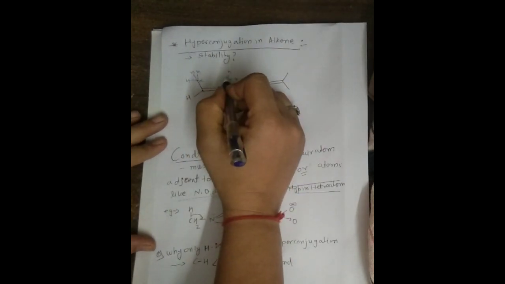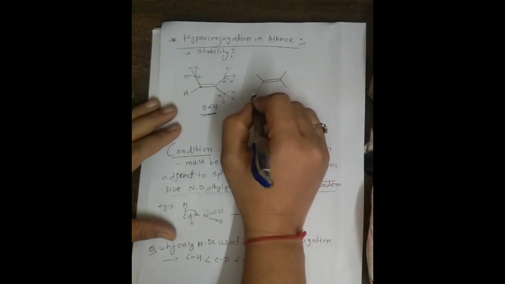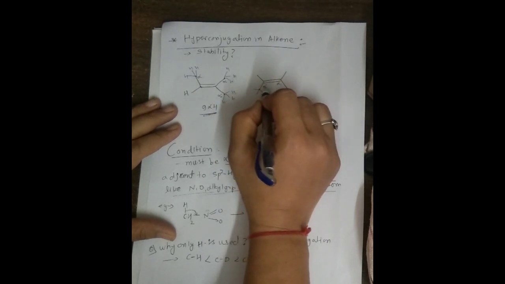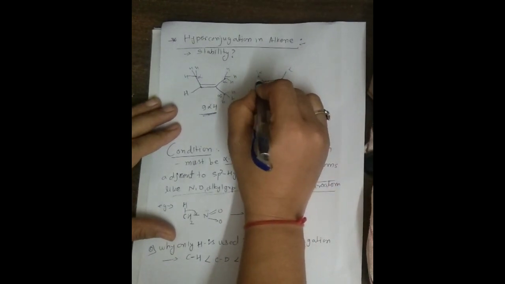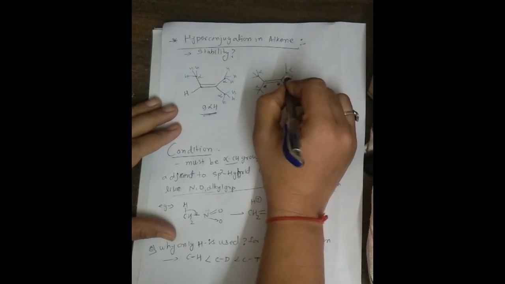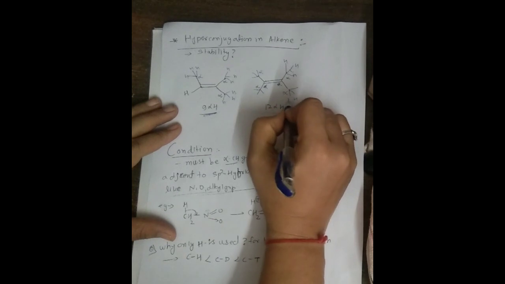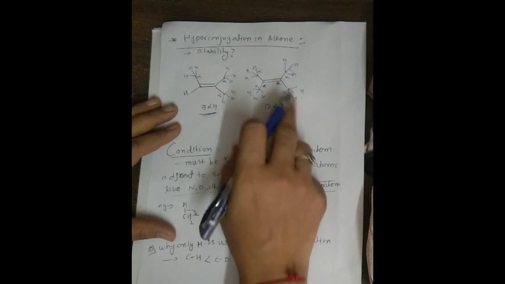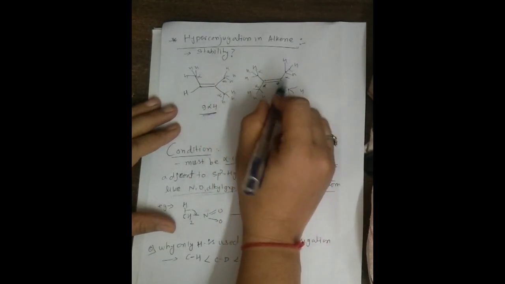In this compound, there is an alpha carbon, this is the alpha position, this is also an alpha carbon, and these hydrogens are attached to it. How many hydrogens are there? 3 and 3, that is 12 hydrogens are attached to this alkene system.